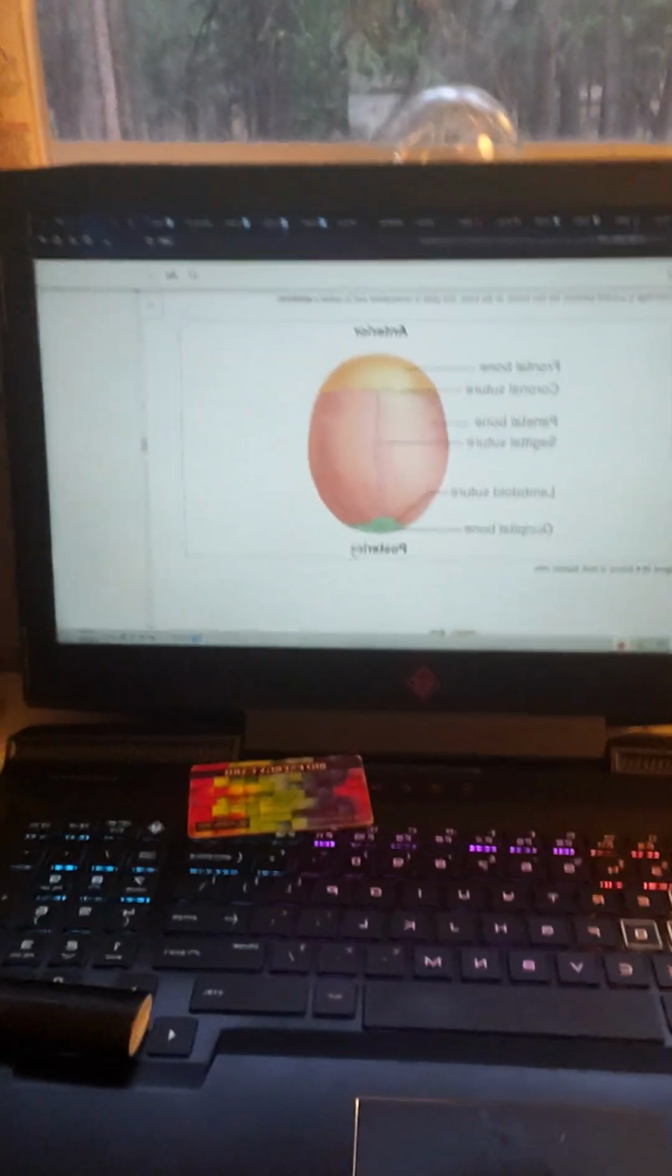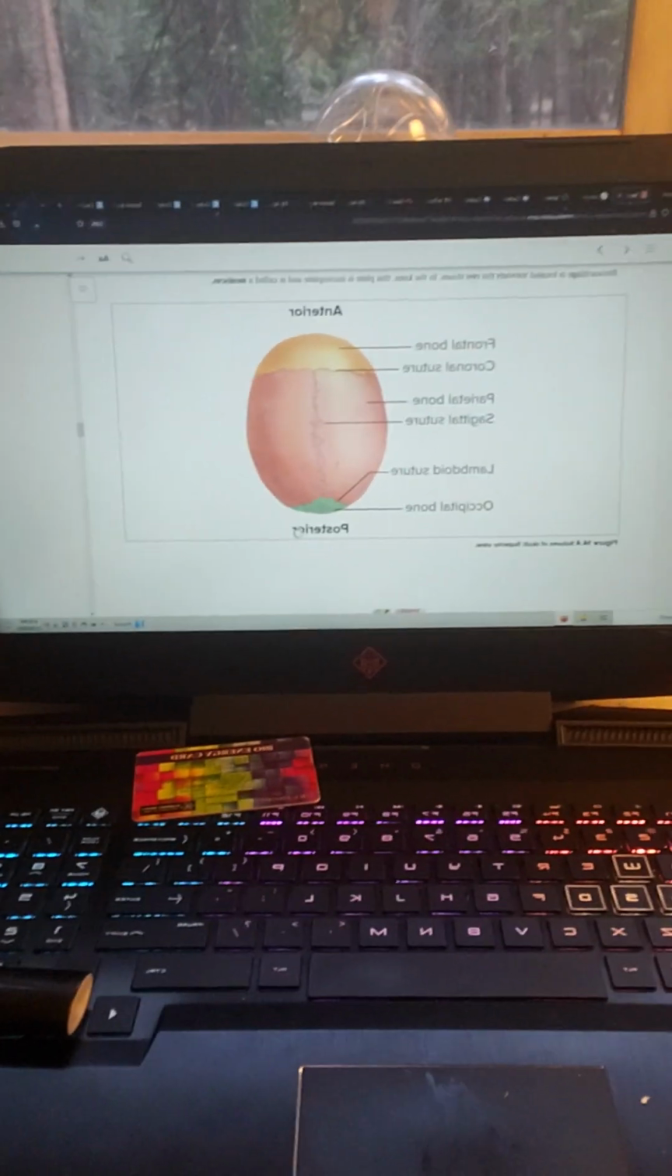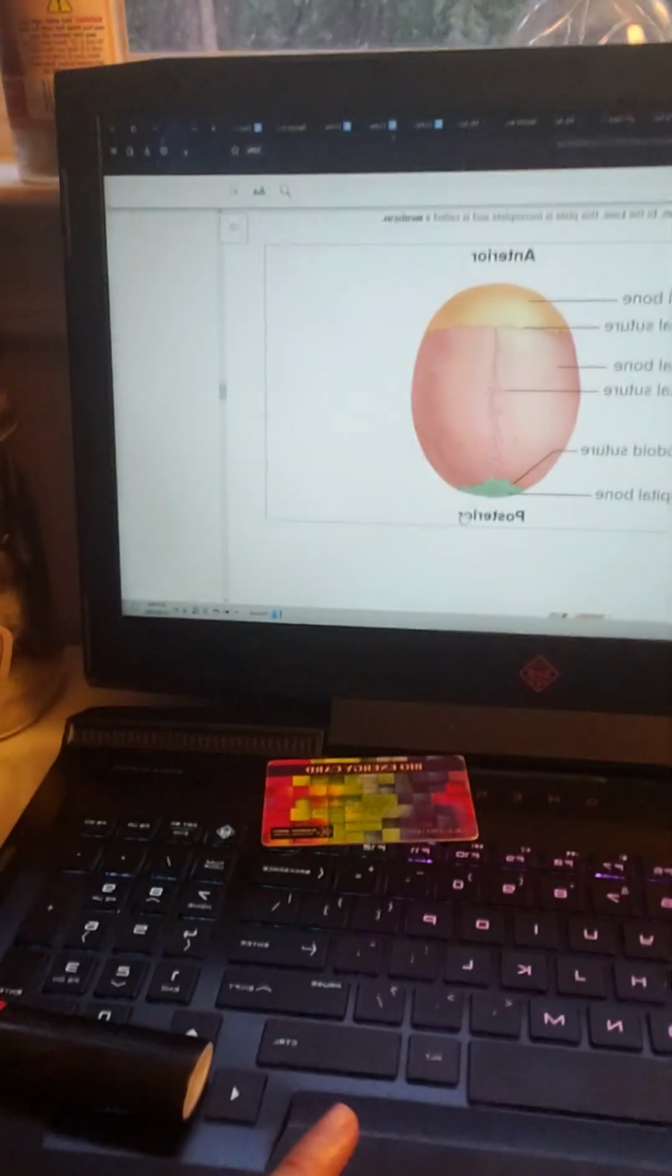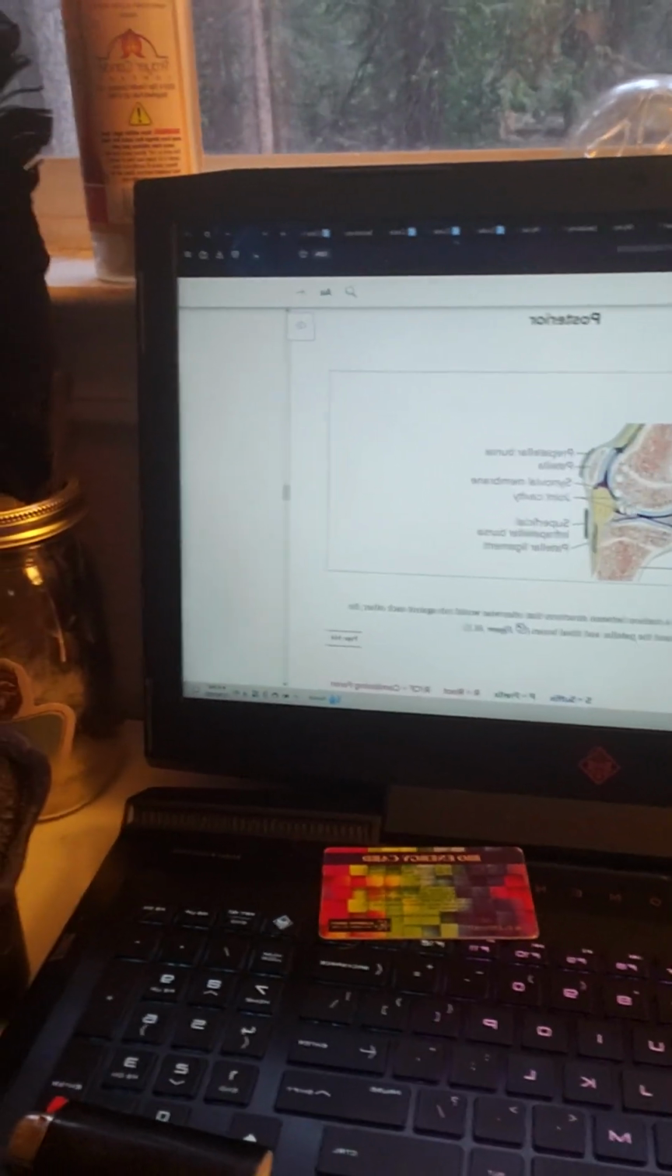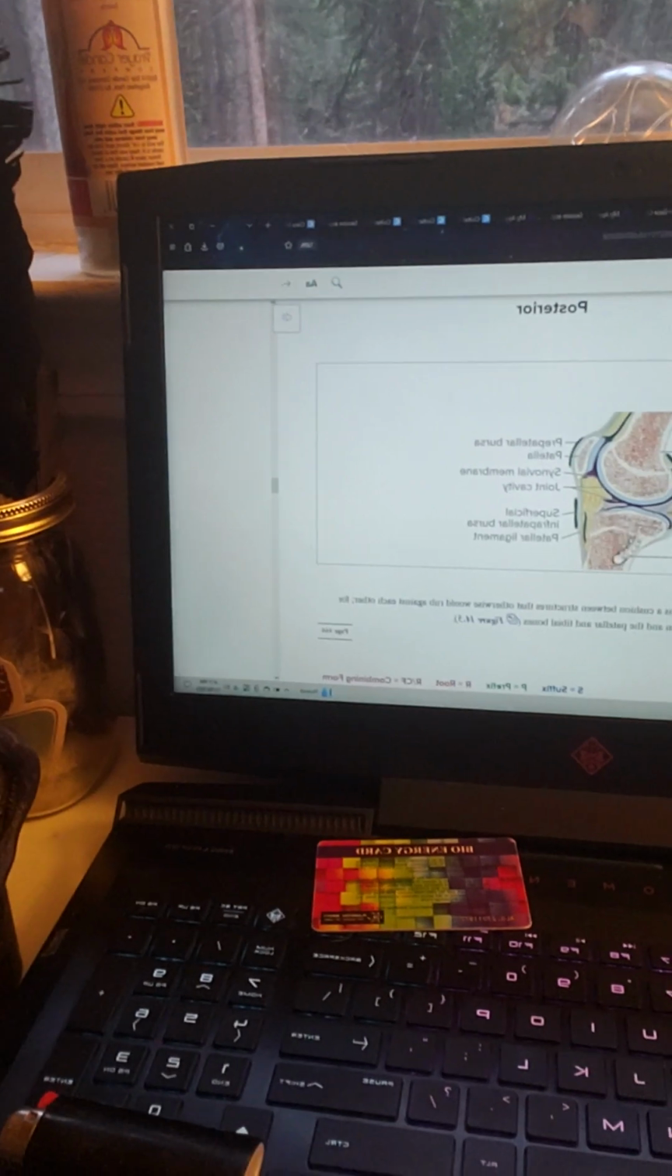Frontal bone, coronal suture. This is like the skull. Parietal bone, sagittal suture, lambdoid suture, and occipital bone. Then we have synovial joints. There's your femur, your tibia.